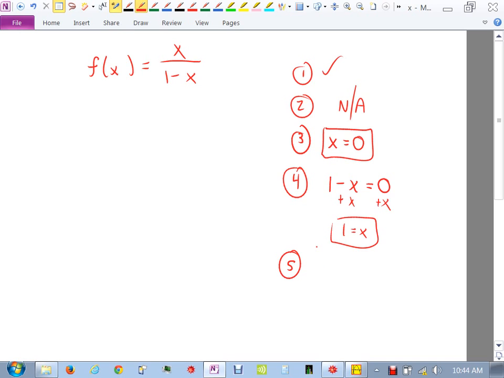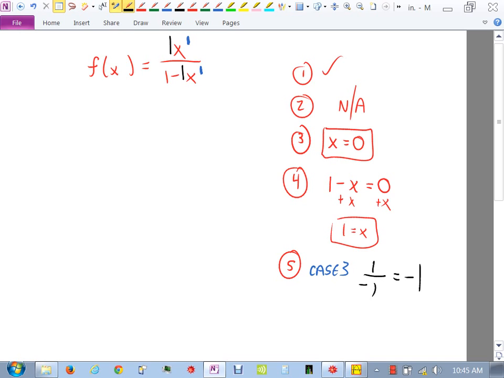How do you find the horizontal asymptote? Look at the degree of the top. What's the degree of the numerator? 1. What's the degree of the denominator? 1. Those degrees are the same, right? We are in case 3. That means I need to take the leading coefficient of the top. What's the leading coefficient of the top? 1. Be careful. What's the leading coefficient of the bottom? -1. What's 1 divided by -1? -1.